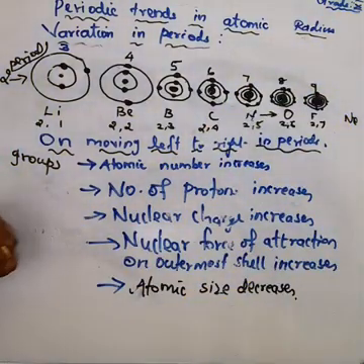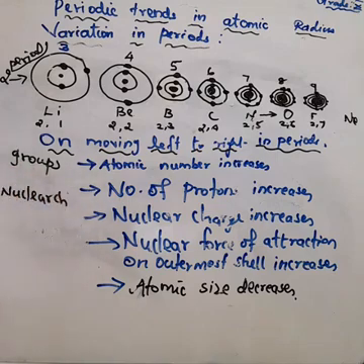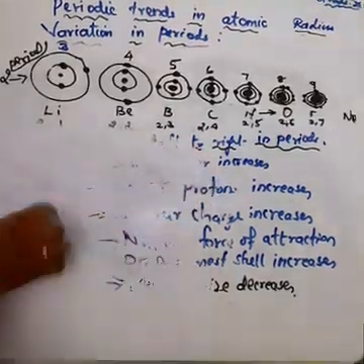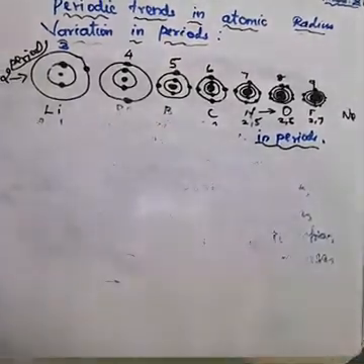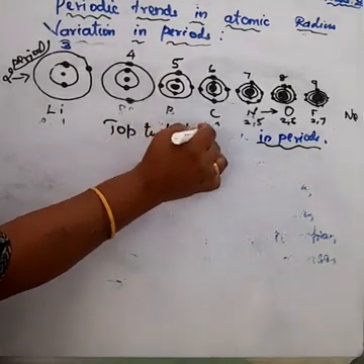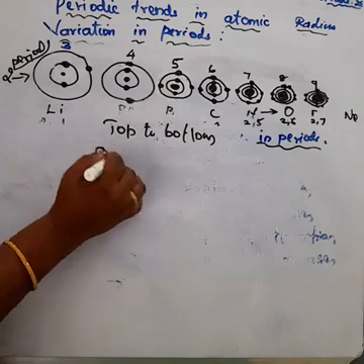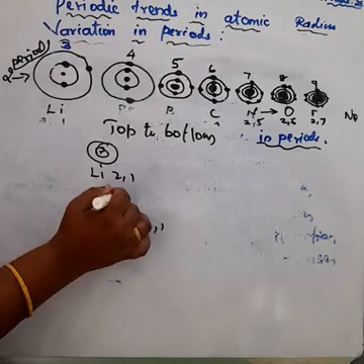What do you mean by screening effect? Now we are going to study it. What do you mean by shielding effect? Shielding effect means, as we move from top to bottom, the atomic number increases, but the number of shells also increases. Because of the number of shells, the valence electron is loosely bound in the outermost orbit.